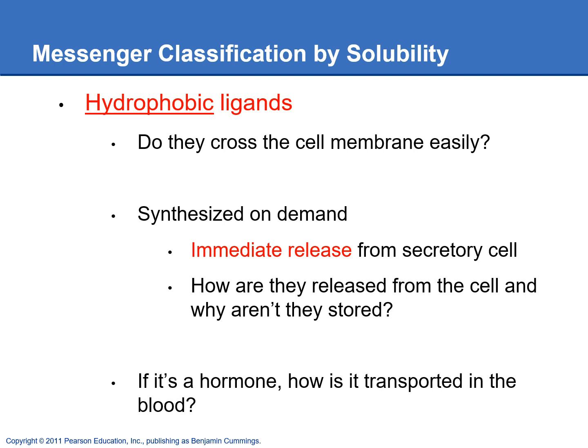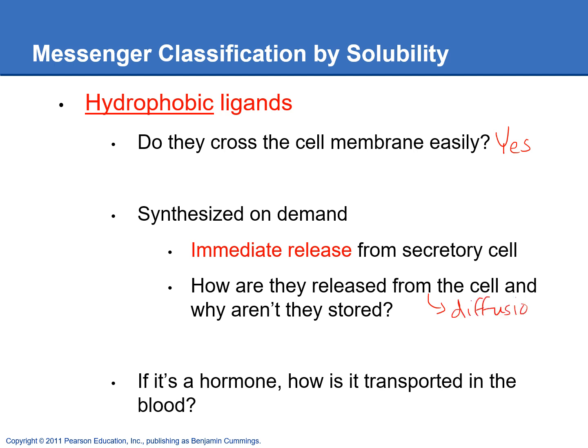Hydrophobic messengers are really different because they are able to diffuse right through the cell membrane. So they can cross the membrane easily. As soon as the hydrophobic messengers are made, they are immediately released from that secretory cell. So they're not able to be stored in vesicles, because remember, a vesicle is made out of a membrane sac, and these hydrophobic messengers just diffuse right through membranes, so you can't store it in a vesicle. So as soon as they're made, they just get released. And how they're released from the cell is they're just going to be released by diffusion.